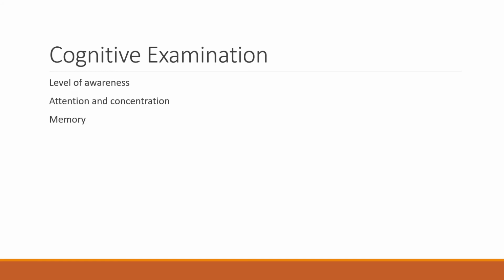So in the cognitive examination, you assess the level of awareness, their sense of alertness, attention, concentration, memory, fund of knowledge, abstract reasoning, and certain calculations. Level of awareness is mainly assessed by observation. You're writing down if the patient is alert, drowsy, or stuporous.